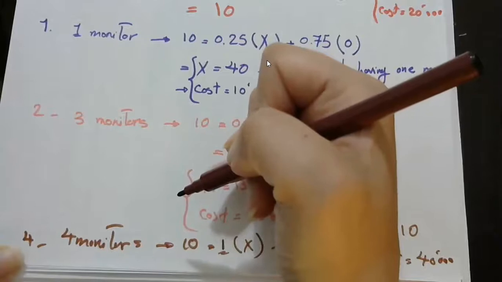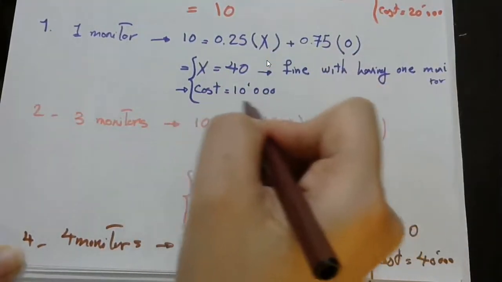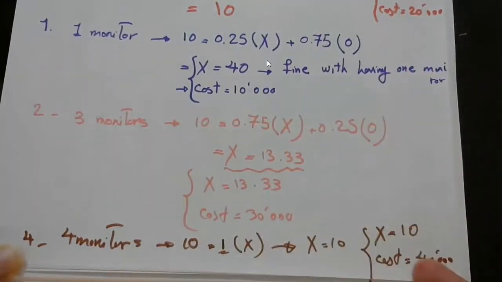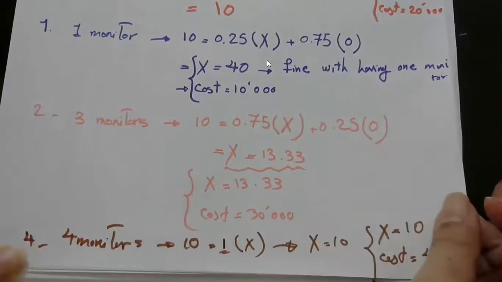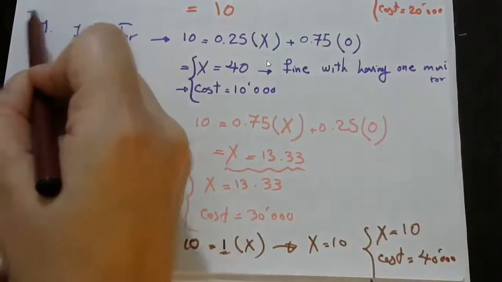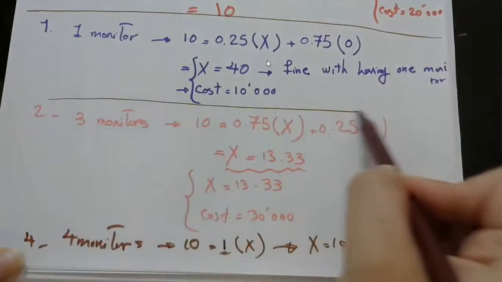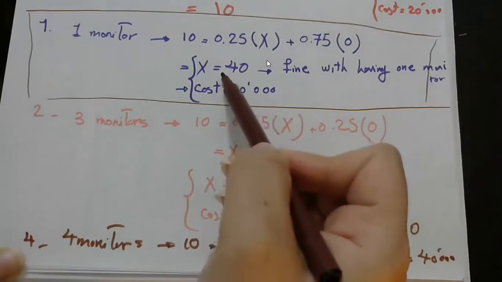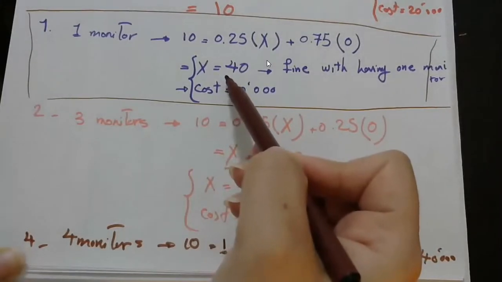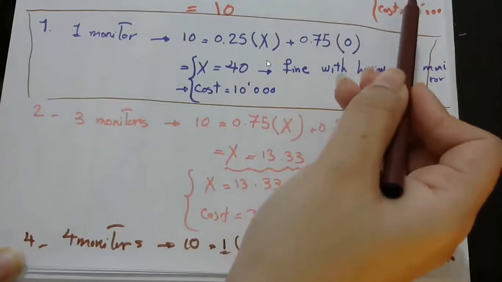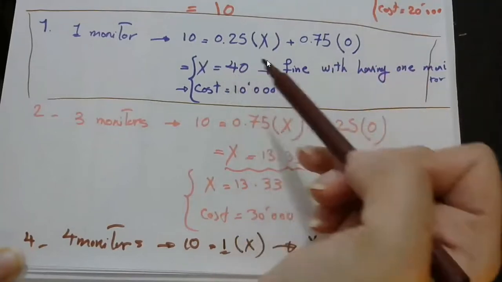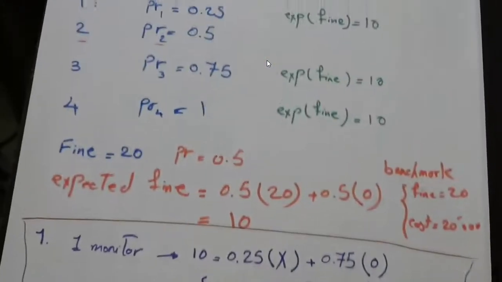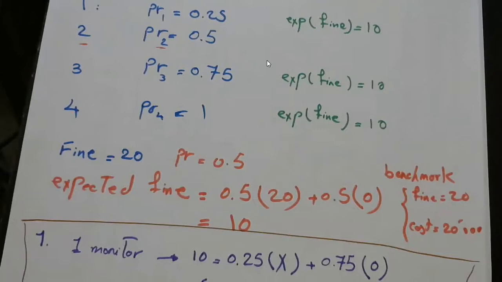So what is the second condition? To minimize the cost, of course. The cost here is minimized, right? 10,000 compared to 20,000 compared to 30,000 and 40,000. So that's why the answer for this question is that you suggest the manager of the city to go for this option. Minimize the cost and of course increase the fine. So the fine now is 20, which is less. That's why we have to increase the fine to 40, and then instead we can hire only one monitor. So that is the second question.